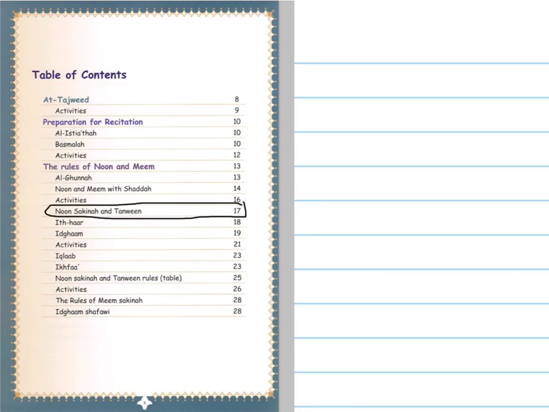This series of podcasts is looking at the Noon Sakinah, which looks a bit like this: a letter Noon with nothing on it. So it's got a sukoon, so it's not Fatha, Kasra, or Dhamma. Or the Tanween: an, in, and un.